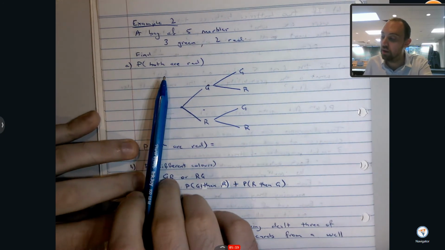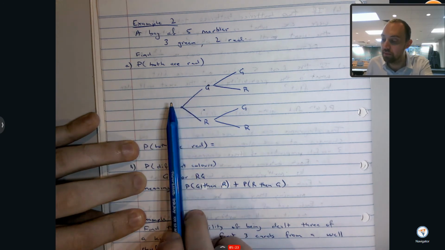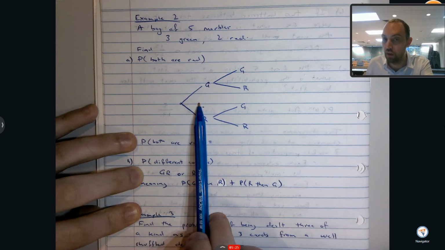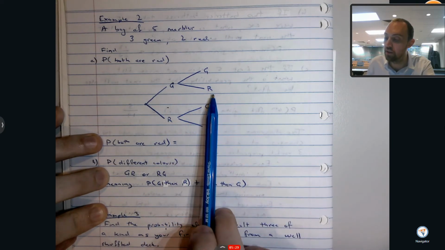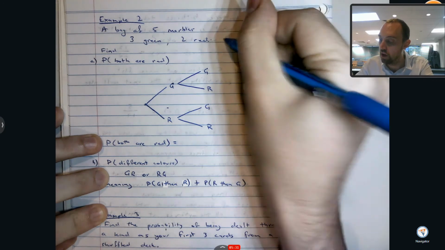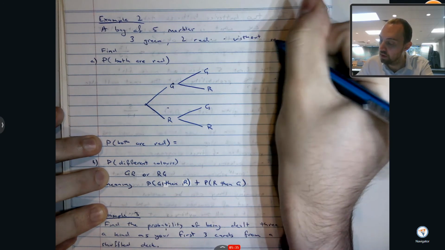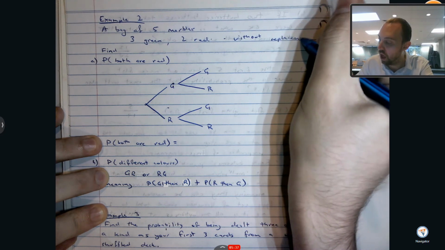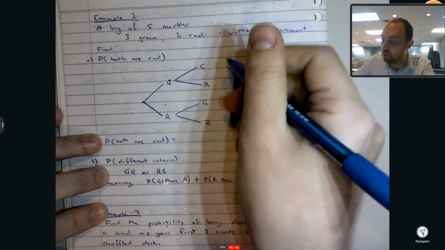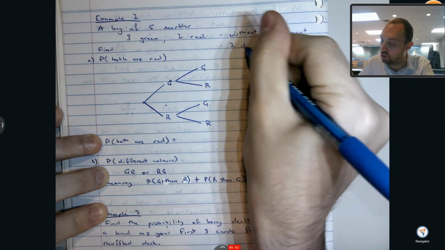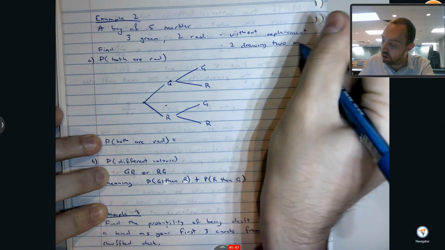So we have a bag of 5 marbles, 3 green and 2 red. So depending on what we draw first is going to change what happens. We're supposed to be doing this without replacement. And we're actually drawing 2 marbles.